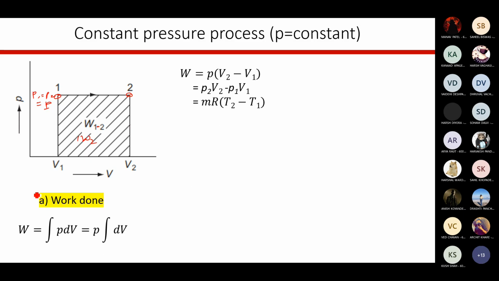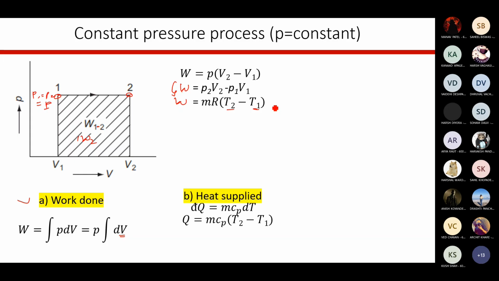So I am using the same steps. Work done W is integral P dV. P is taken out of the integral, the reason being it is constant, and there is a change in volume dV. So the change in volume is V2 minus V1. Rewriting this expression, finally I can write work done as P2 V2 minus P1 V1. Or if I use the ideal gas expression, P2 V2 is m R T2 and P1 V1 is m R T1. So in terms of temperature difference, the same expression can be written like this. So W is m R (T2 minus T1), right?